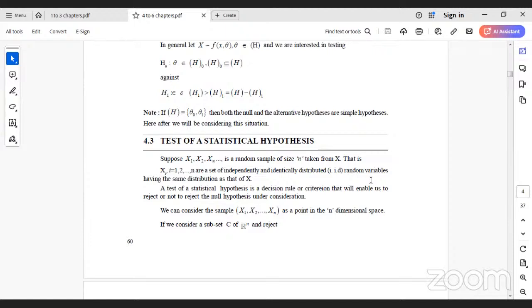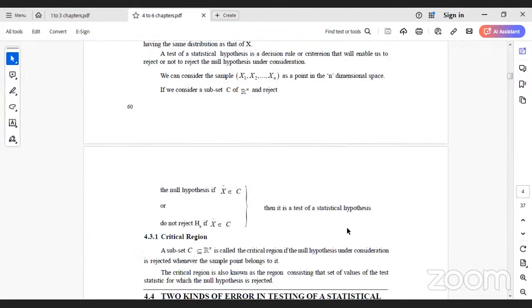So therefore, on that x we are taking here. A test of a statistical hypothesis is a decision rule or criterion that enables us to reject or not reject the null hypothesis under consideration. We can consider the sample x1, x2, x3, ..., xn as a point in n-dimensional space. We can consider a subset C of R^n and reject the null hypothesis if x belongs to C, or do not reject if x does not belong to C. This is a test of statistical hypothesis.